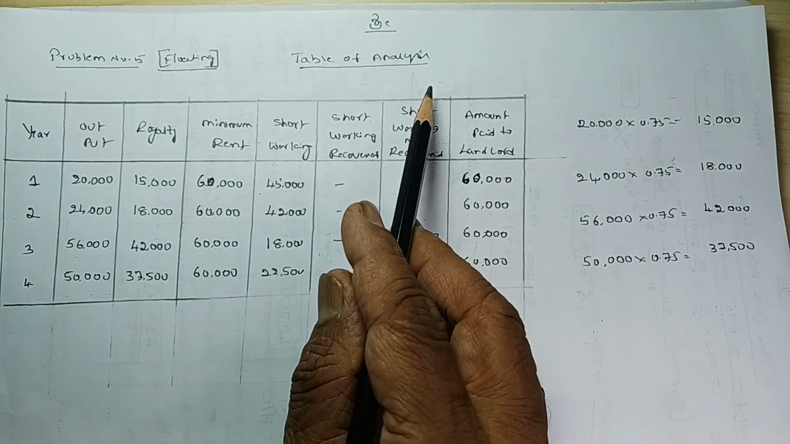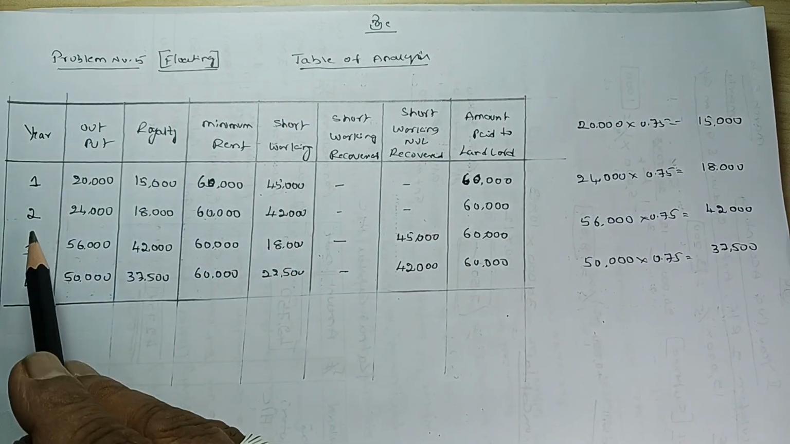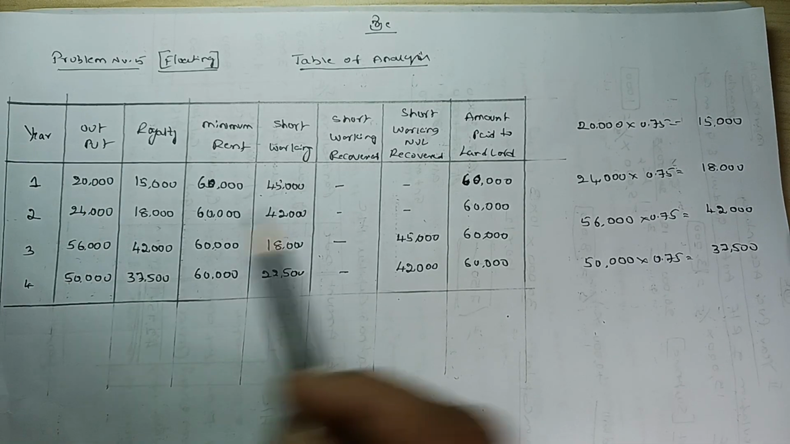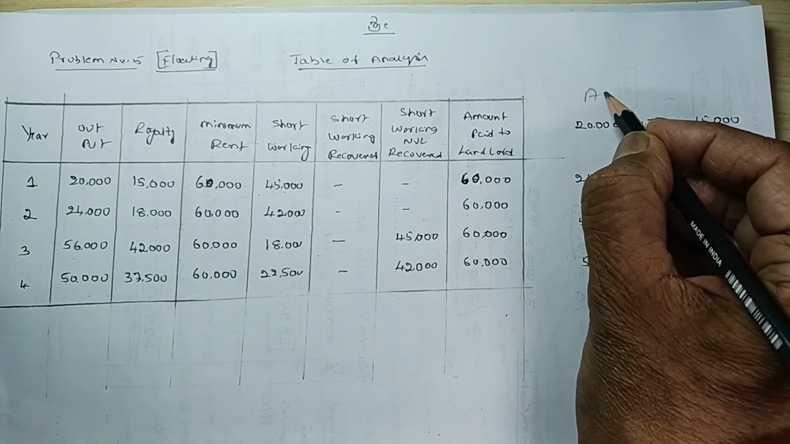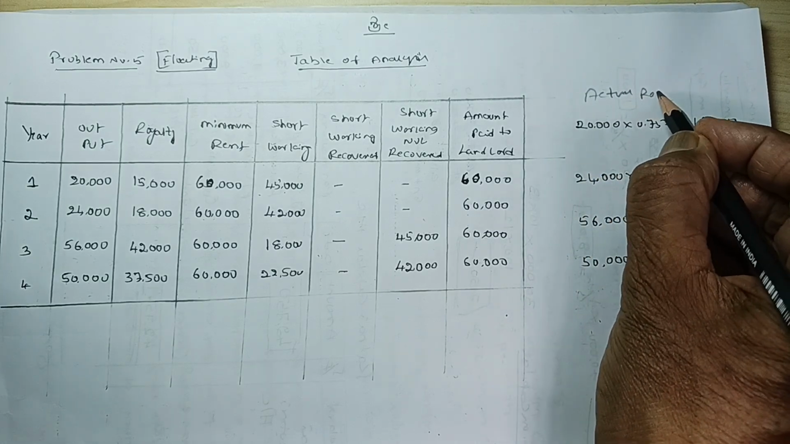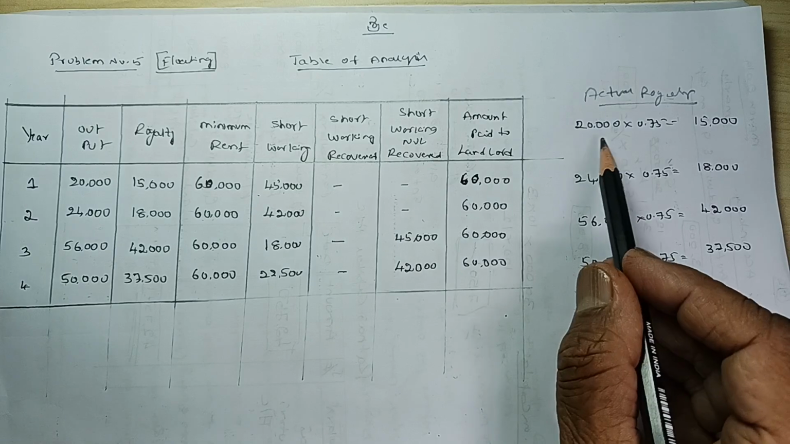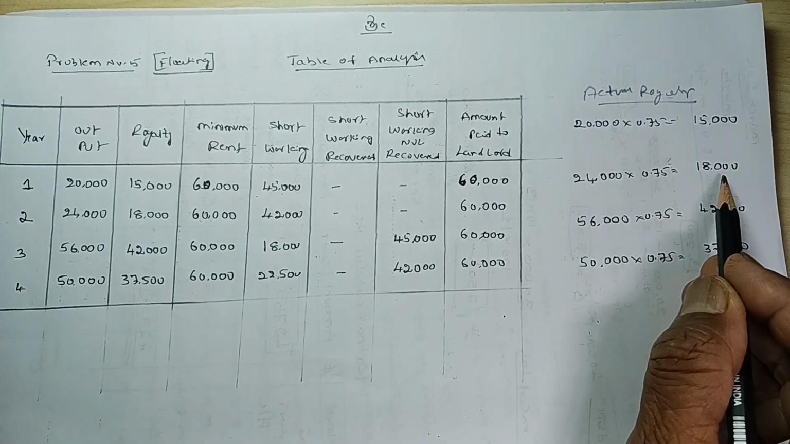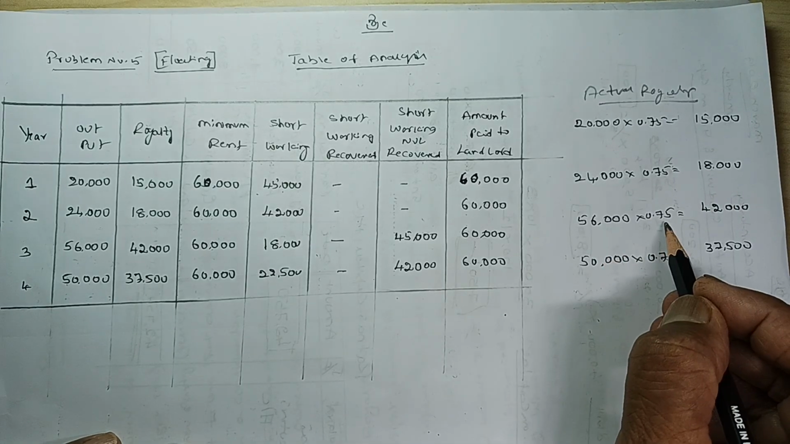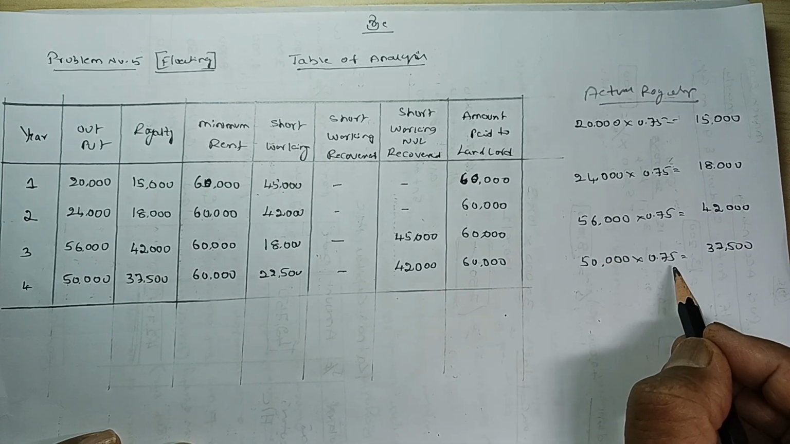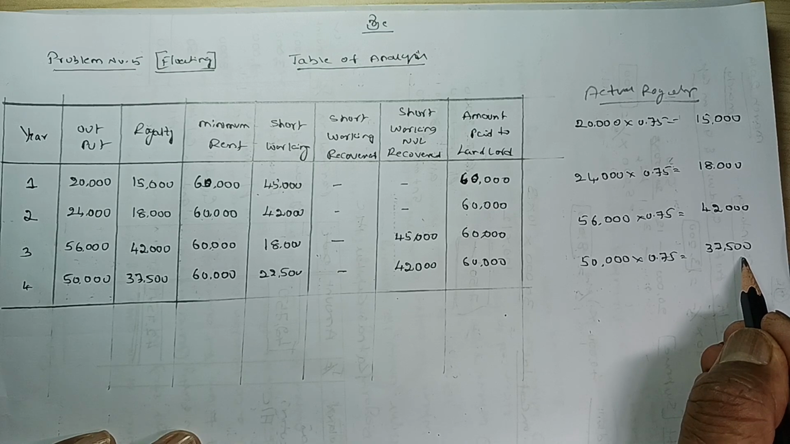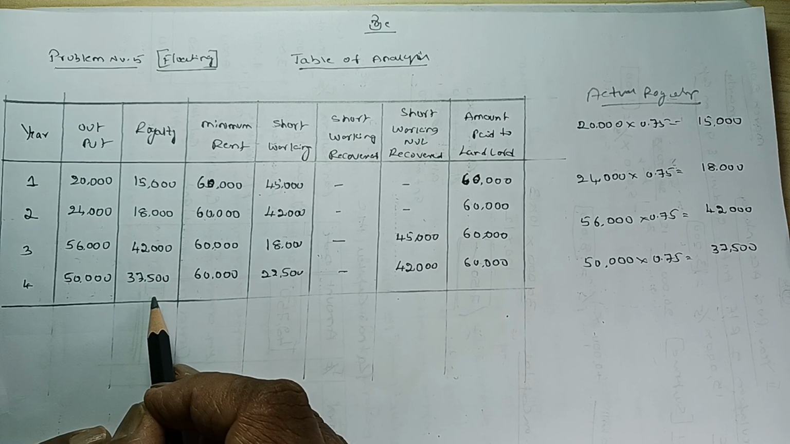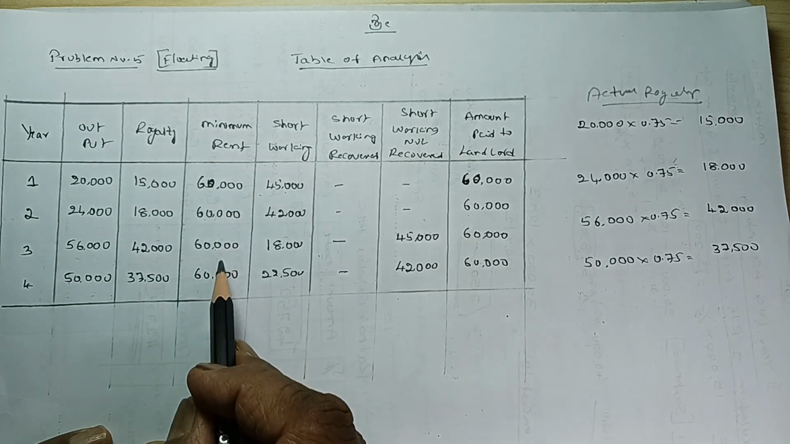Now the table of analysis, that is floating. I have written year 1, 2, 3, 4, output 20,000, 24,000, 56,000, 50,000. Then royalty calculation, actual royalty. I have given you the calculation on the right side. 20,000 into 75 paisa is 15,000, 24,000 into 75 paisa is 18,000, 56,000 into 75 paisa is 42,000, 50,000 into 75 paisa is 37,500. So minimum rent is 60, 60, 60, 60.